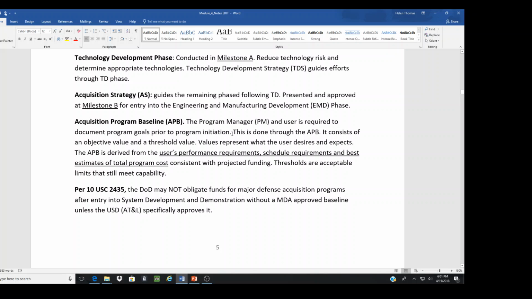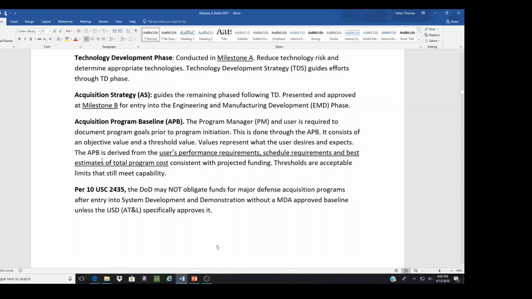The program manager is the subject matter expert on that particular equipment, for lack of a better word. And so the user is required to document what this equipment is supposed to be able to do. This is done through the acquisition program baseline. It consists of an objective value and a threshold. You also want to know, based on your expertise, how much it is going to cost. Values represent what the user desires and expects.